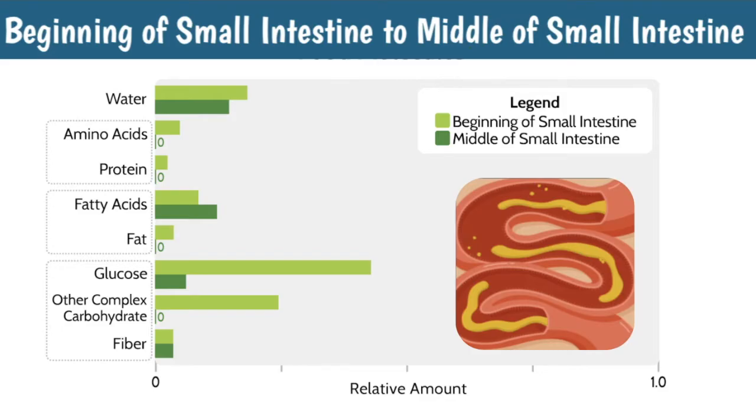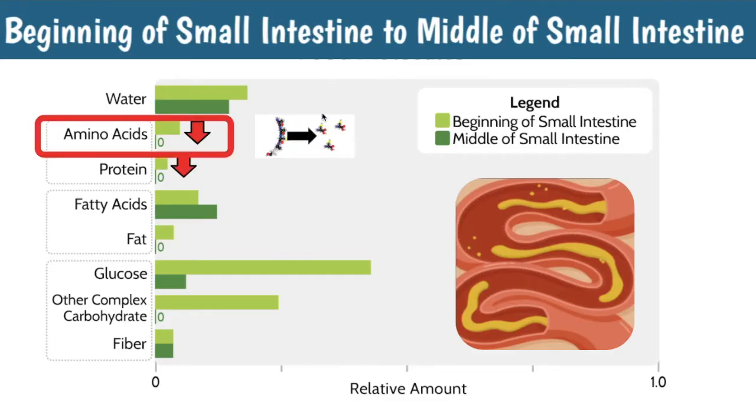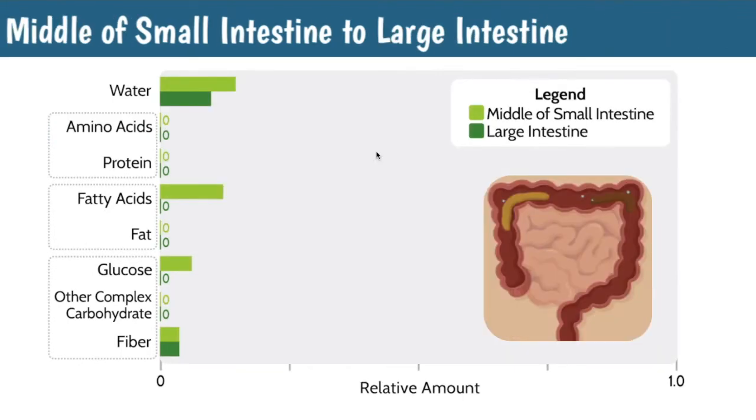We saw that the number of amino acids and proteins decreased to 0, which made us wonder, what happened to the small amino acid molecules? We saw the fatty acids increase and the fat decrease, which makes sense because we knew a chemical reaction was occurring. And we saw the same thing with glucose and other complex carbohydrates. Finally, we ended our journey today at the large intestine.